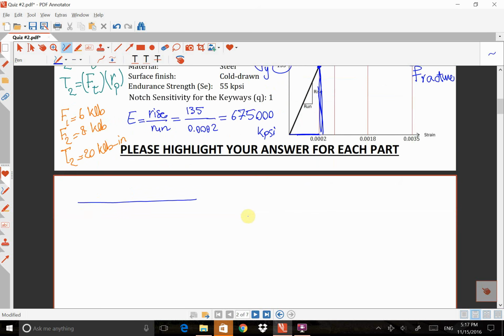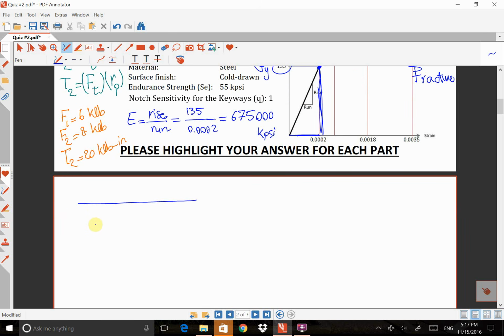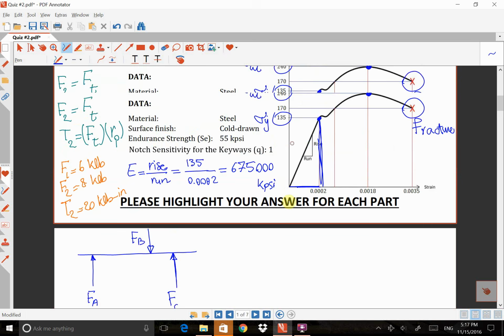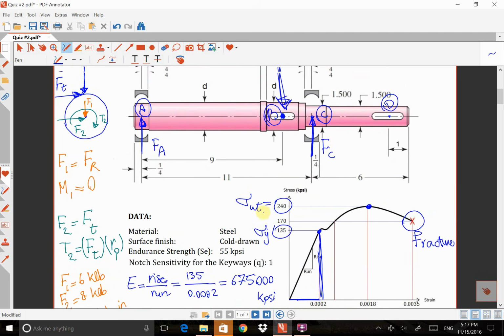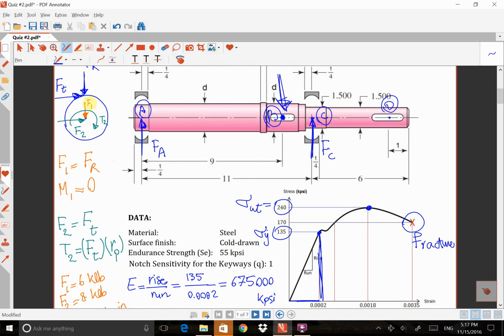If I come back to this free body diagram, I have a force like this, and I call that one Fa, the reaction force at the bearing. I have another reaction force at the second bearing, which I call Fc. And I have an external force here at point B. The amount of external force acting at this point, Fb, is the resultant of F1 and F2.